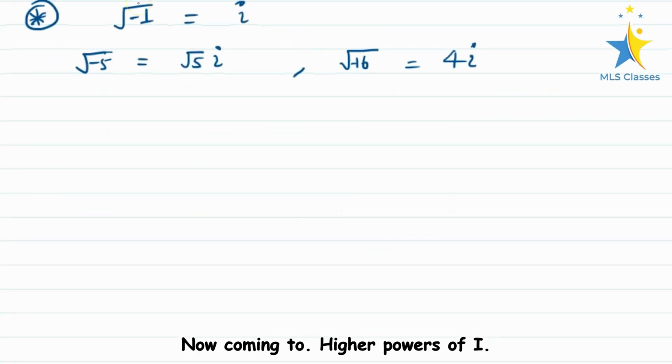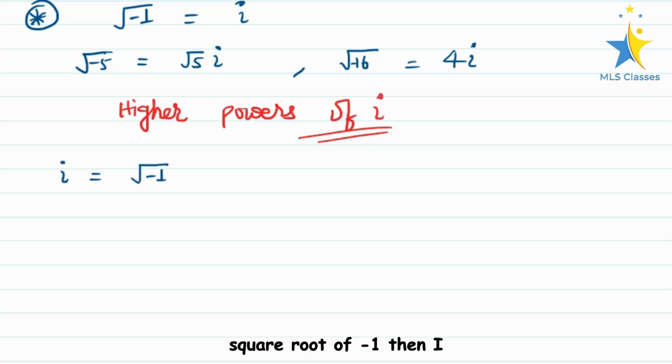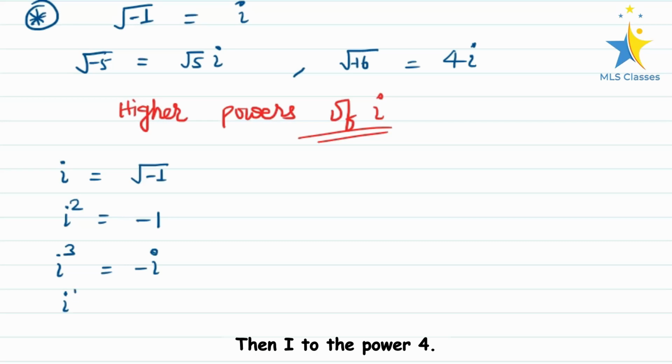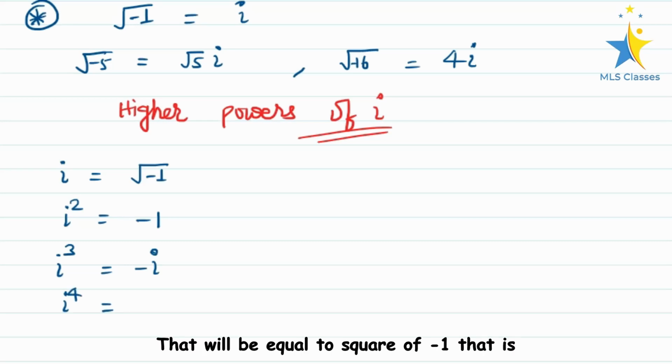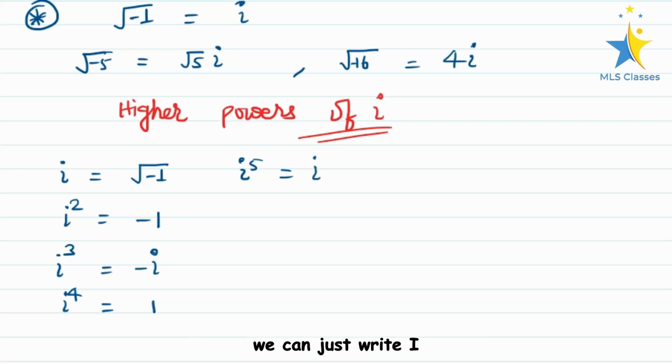Now coming to higher powers of i. Suppose we have i, then we know that is the square root of negative 1. Then i square, that means we have to square this, so we get just negative 1. i cube means negative 1 multiplied by i, so we get negative i. Then i to the power 4 will be equal to the square of negative 1, that is 1. Again, i to the power 5 will start repeating from here, so we can write the square root of negative 1, or just i. Then i to the power 6 will become negative 1, i to the power 7 is negative i, and i to the power 8 is 1.